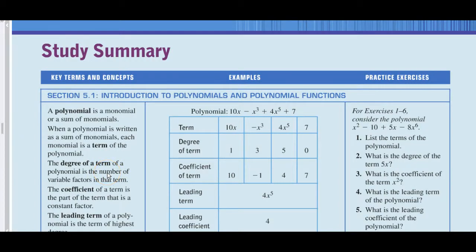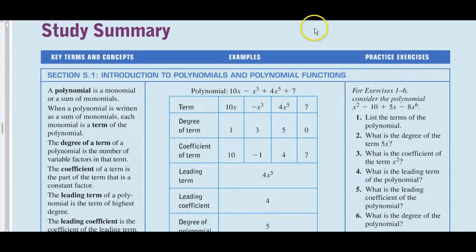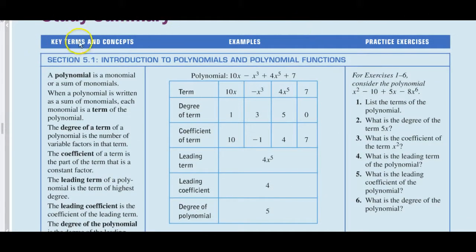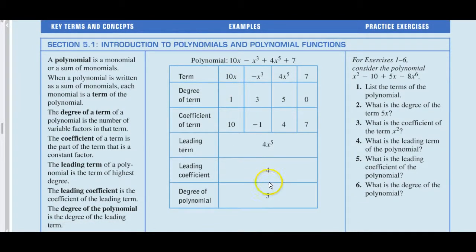Now, since chapter 5 will be our major chapter, we are going to take a little bit of time to go over the summary. Again, I'm not going to read every single thing, but just to show you that it is available as you prepare for your test on chapter 5. Here they're giving you the key terms and concepts, examples of everything, and some practice exercises.